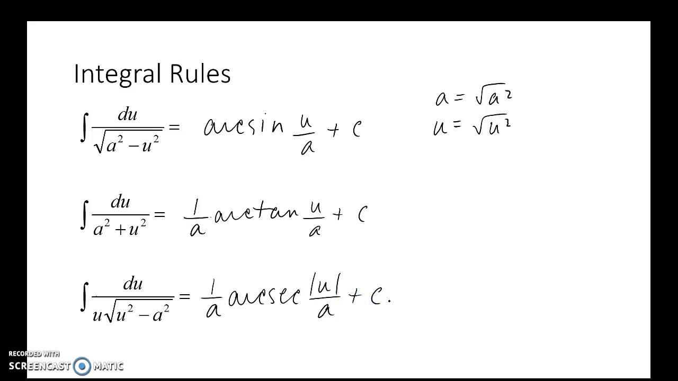plus c. So now using these rules requires u substitutions, finding the derivative of u, making those proper substitutions, and then applying the rule. So now these are in addition to every other rule that you've learned. Power rule, your trig rules, right? Natural log. All of those rules, we now add three new ones to them.